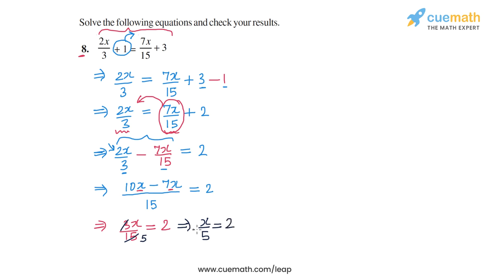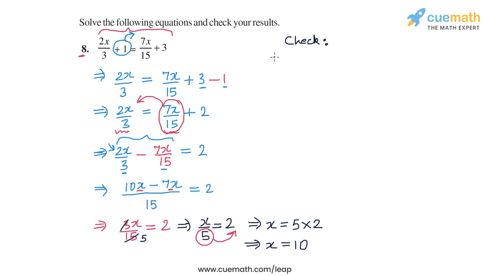And finally, to find the value of x, we can take this 5 and cross multiply it into the numerator on the right hand side, and this will give us x = 5 into 2, or x = 10. So the solution we get for the equation is x = 10, and now we need to check whether this solution is correct or not by substituting it into the original equation.